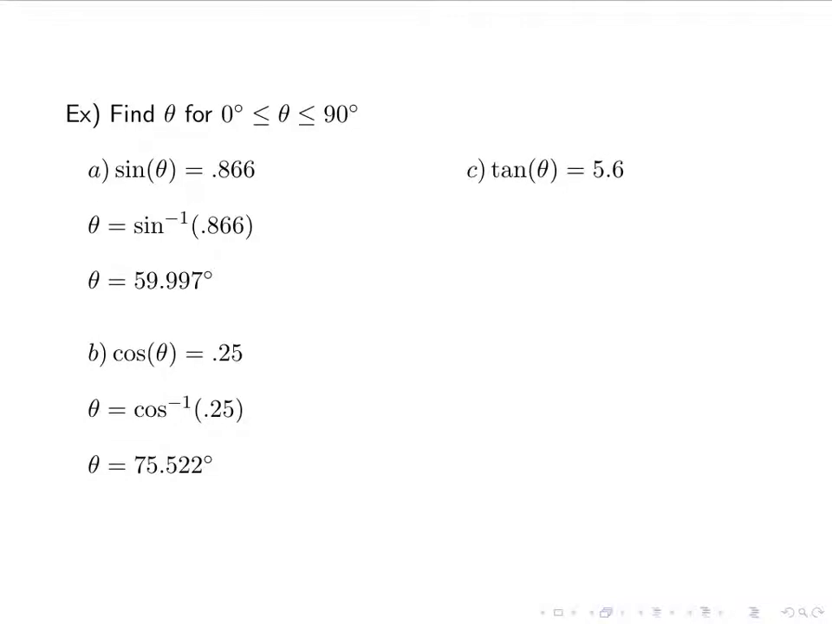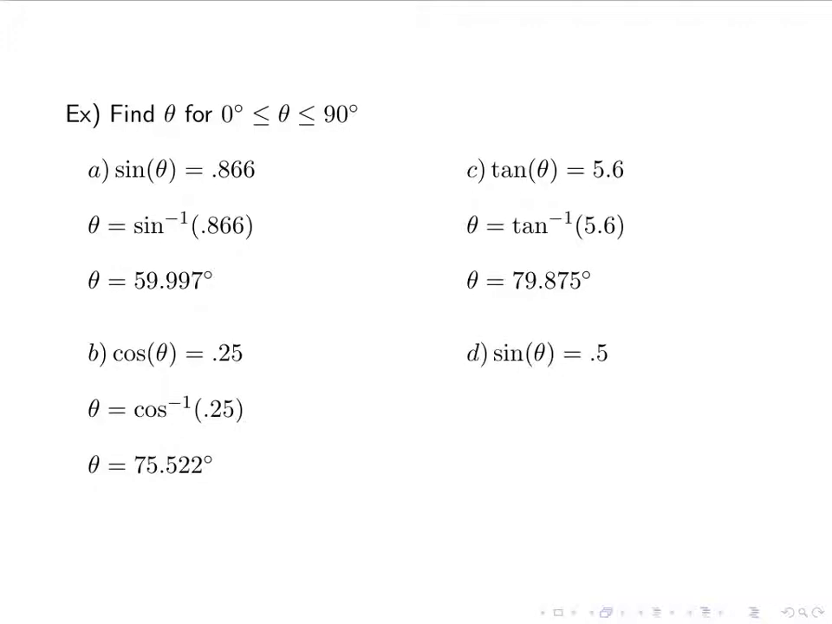If tangent of theta is 5.6, what's theta? Again, I want to undo the tangent, so I hit it with the inverse. So theta is tan inverse of 5.6. And that gives me that theta is 79.875 degrees.